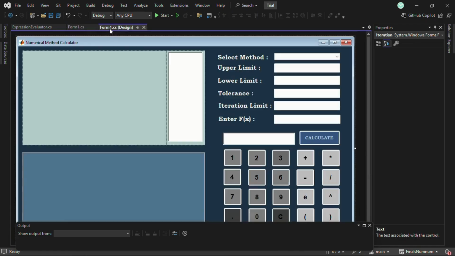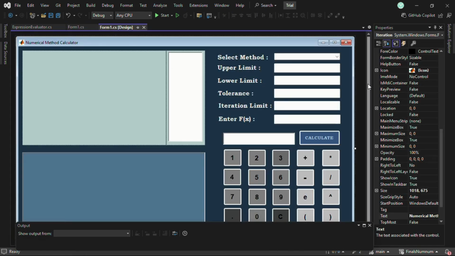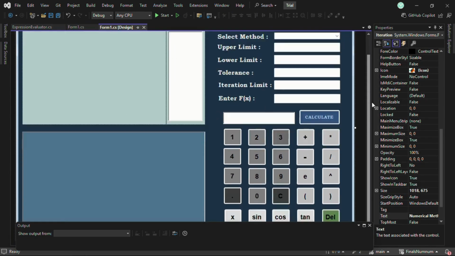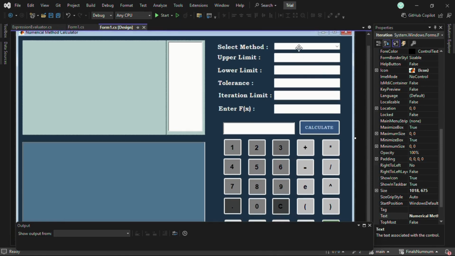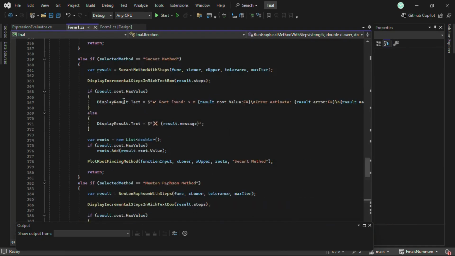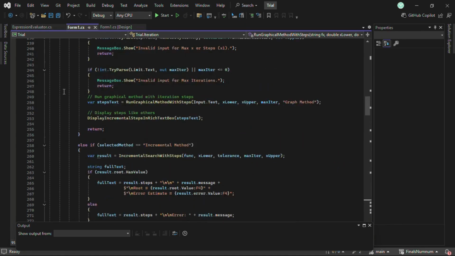Now, here in my design of the calculator is where we select our method, the upper limit, lower limit, tolerance, iteration limit, and the equation. And this is where it displays the graph and its legend, and this one is the iteration table. So let's start with the graph method.